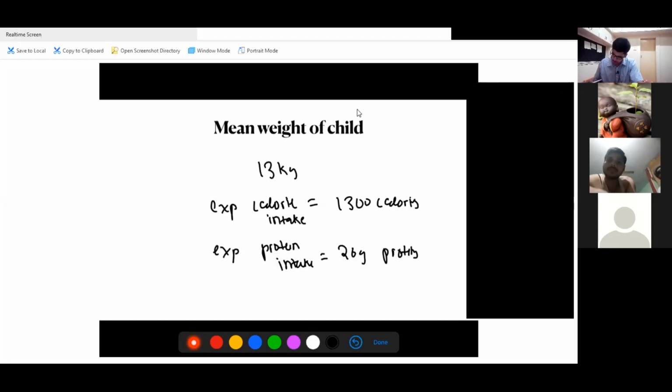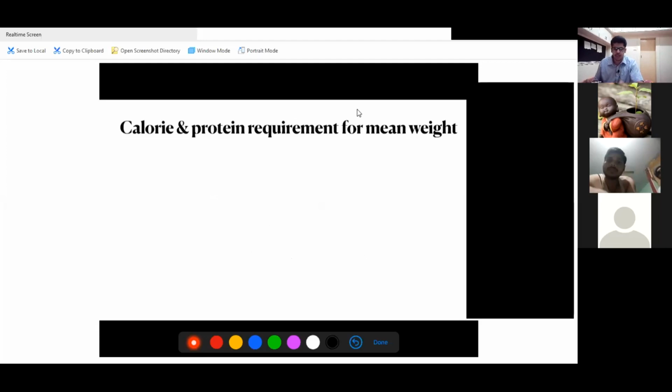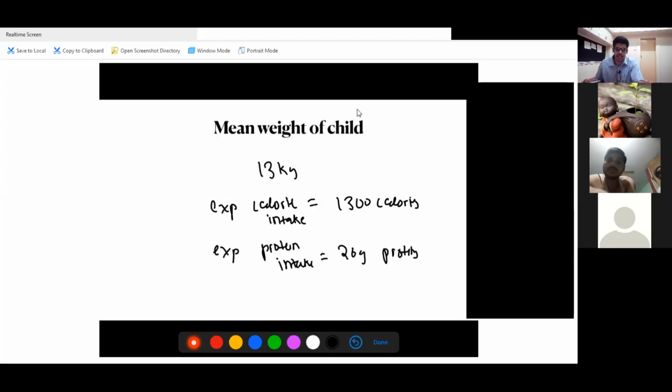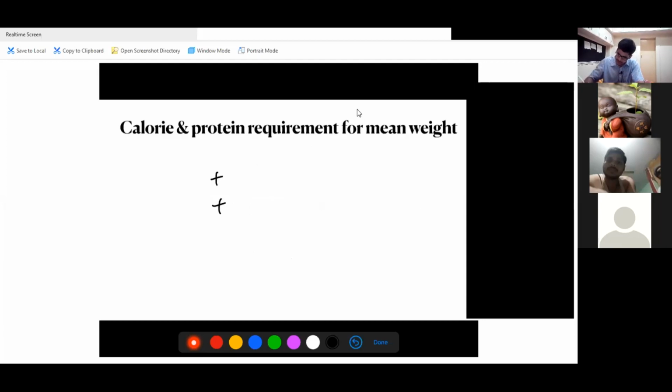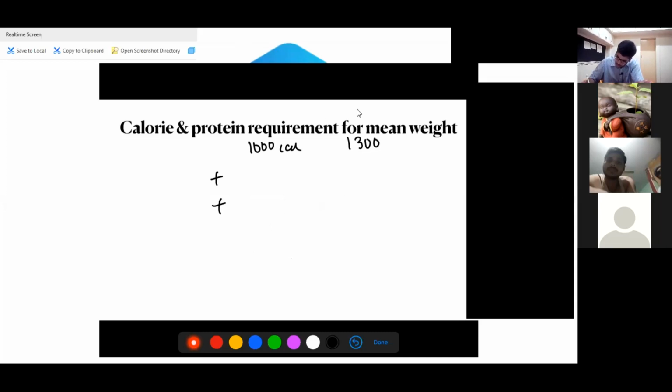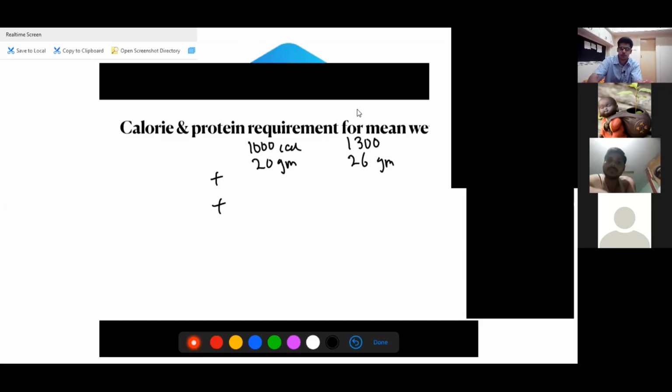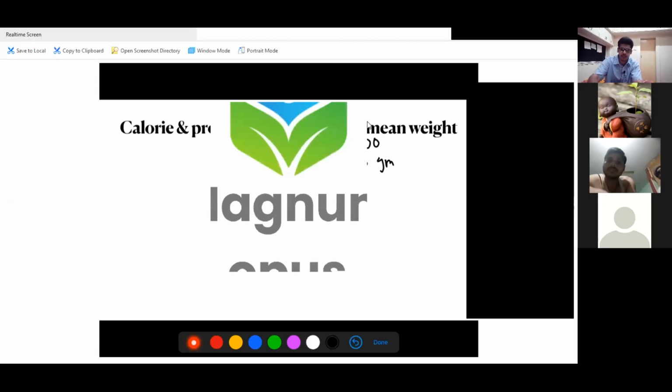So now, what is the calorie and protein requirement to get the mean weight? You have to add how many calories in the diet and how many gram protein in the diet. This child was eating 1000 calories, okay, and you want him to eat 1300. Now he was eating 20-gram protein, you want him to eat 26 gram. So in the supplementary diet chart, how many calories and proteins are you going to tell him to eat? Someone has answered right.